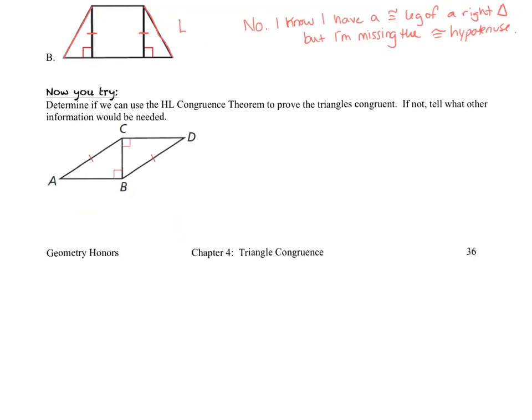Okay, now you try. Determine if we can use the HL congruence shortcut to prove the triangles congruent. If not, tell what other information would be needed. I've got my two right triangles. I have the hypotenuse congruent. And I'm missing a leg, but I do have one leg congruent to another leg because of the reflexive property of congruence. So yes, these are congruent by HL.